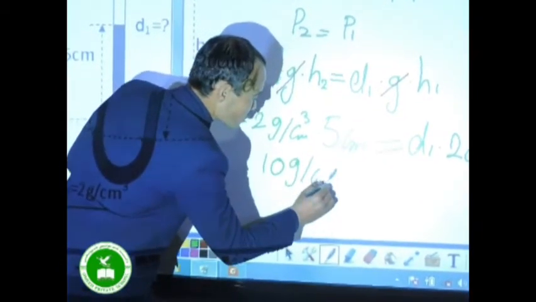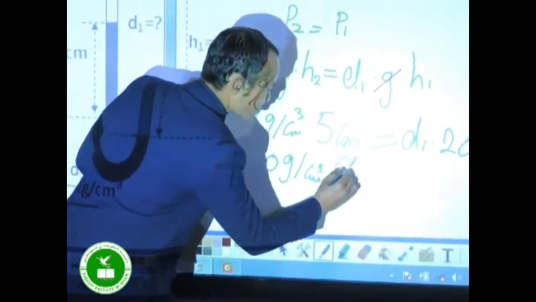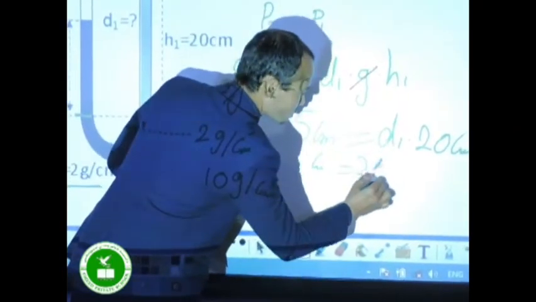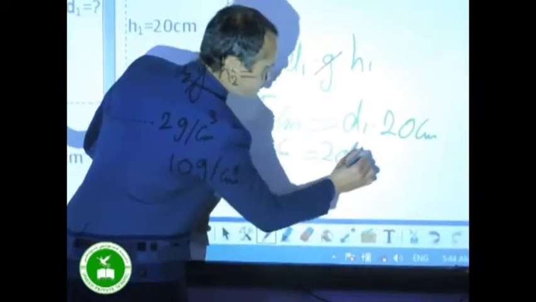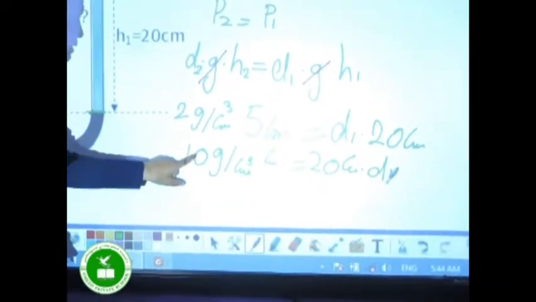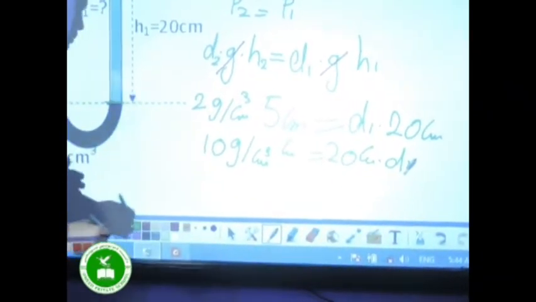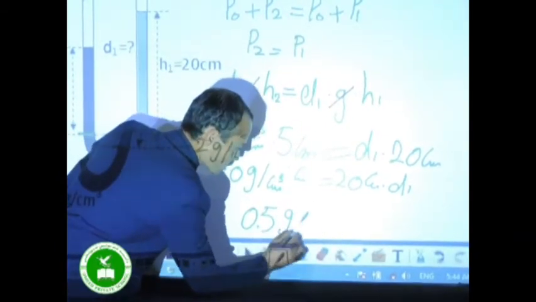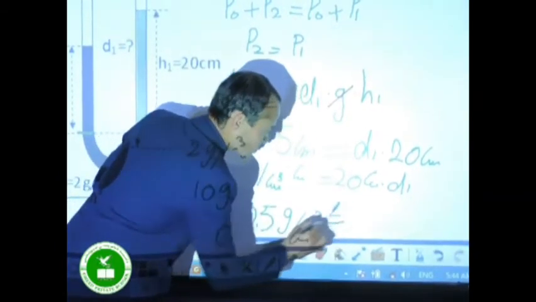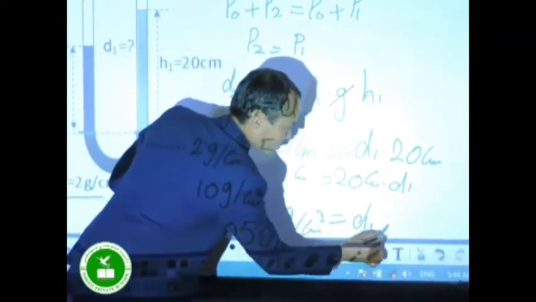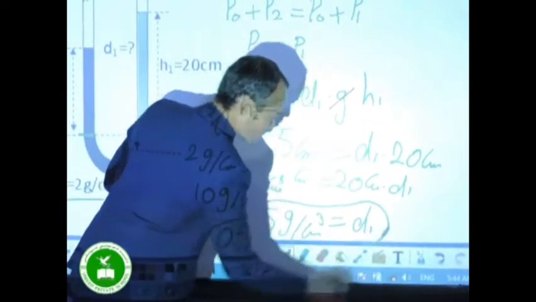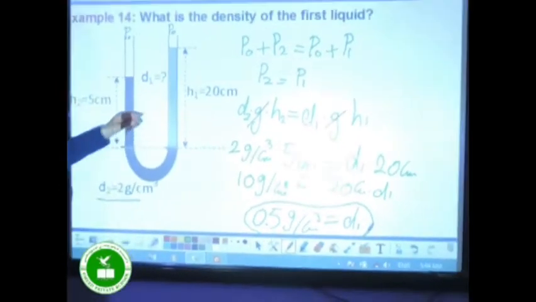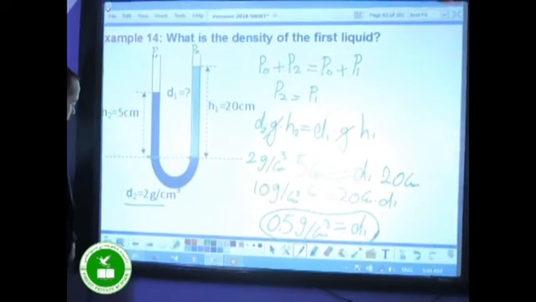Now here we have 10 gram per centimeter cube times centimeter equal to 20 centimeter times d1. Both sides we divide by 20. So 10 divided by 20 will be 1 by 2. It means 0.5 gram per centimeter cube is equal to d1. This is the density of first liquid. And let's continue.